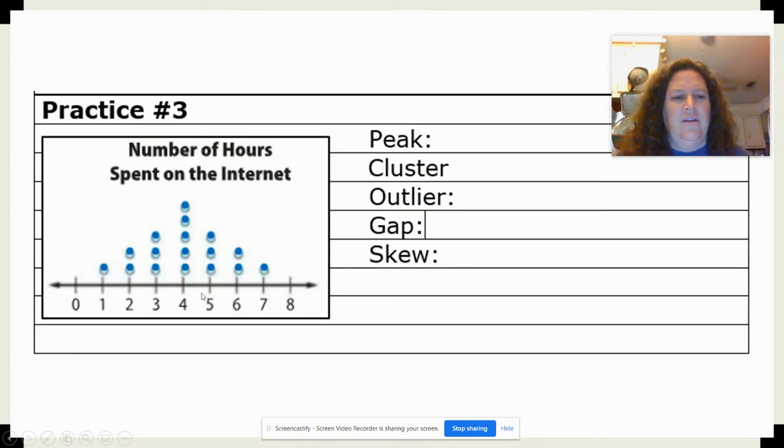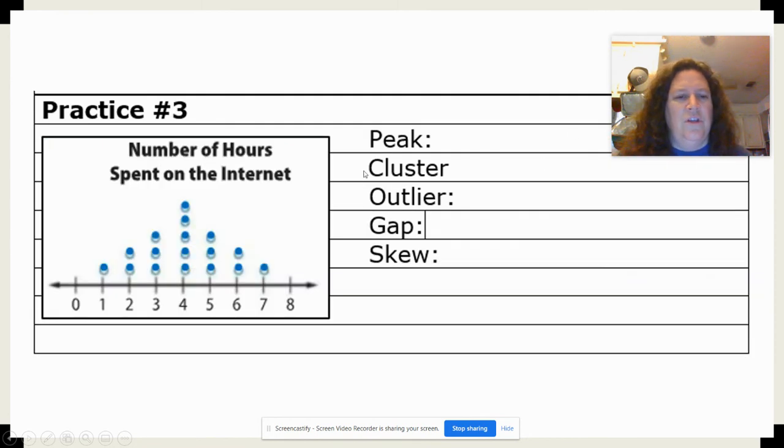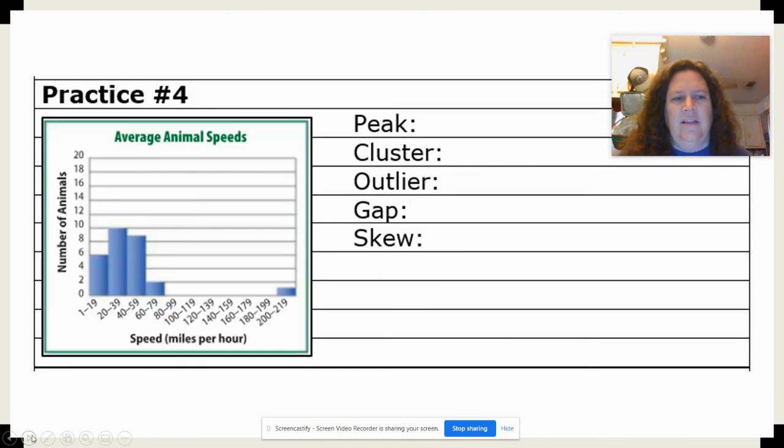This one here, ooh, I like that. Doesn't that look pretty? I like them when they look that way. All right, so this one here is a try-it-yourself. When you're looking at it, think about, does it look the same on both sides? Does it have a tall spot? Okay, so that's a try-it-yourself. Now let's look at this one, practice 4. That one's also a try-it-yourself. So think about the peaks, clusters, gaps, and skews.